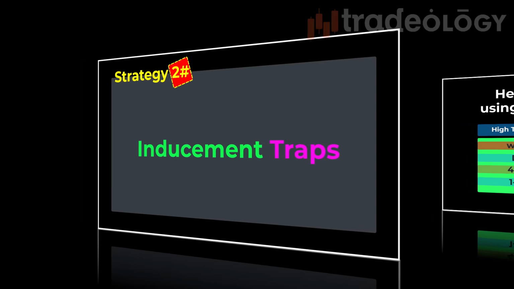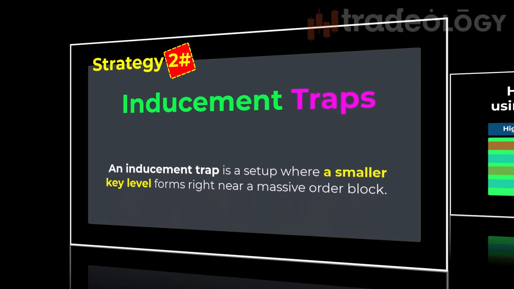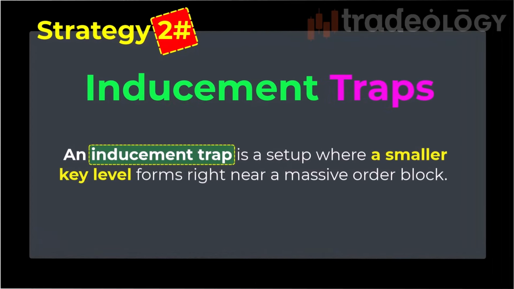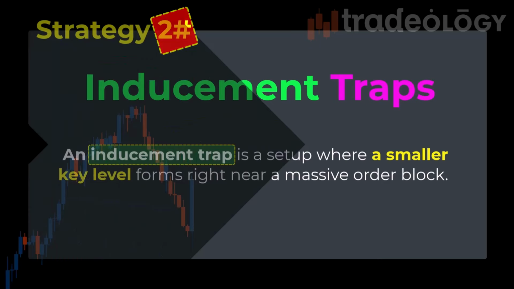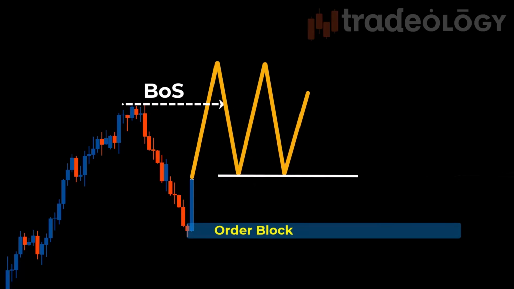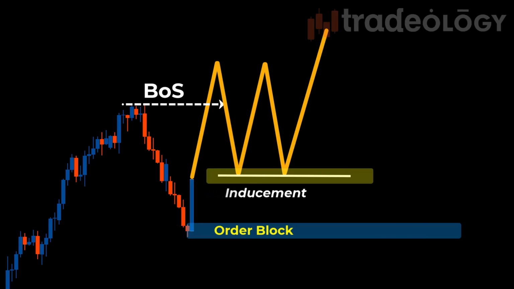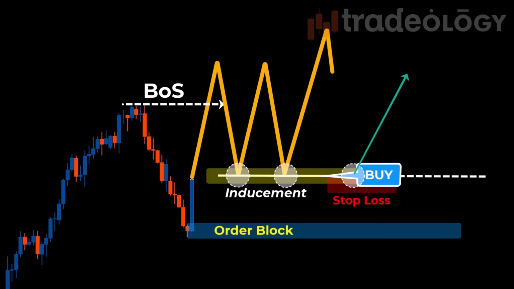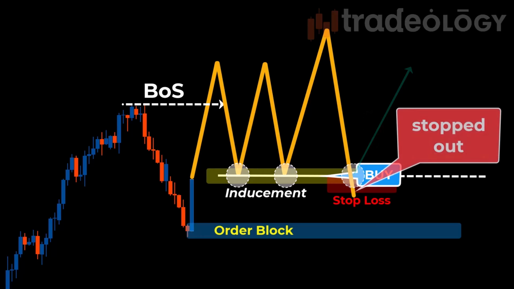Strategy 2, inducement traps. This setup is like a market prank where a smaller key level forms right near a massive order block. Picture this, you've got a major order block sitting below and right above it, a tiny key level forms. That smaller level, called the inducement, might reject the price over and over. Here's the trap. Most traders think that minor level will hold, so they buy there, but boom, the price usually smashes through that tiny level, drops back to the major order block, and then rockets the other way. All those early buyers stopped out.